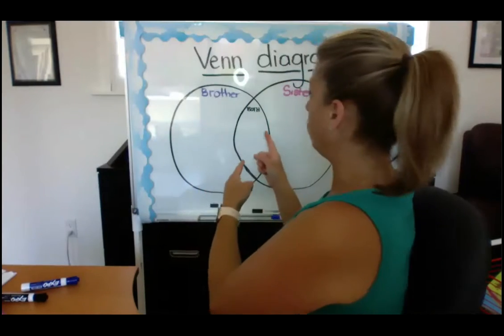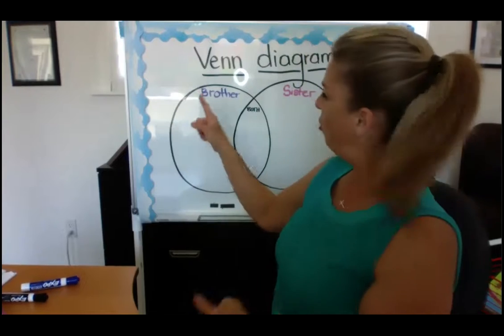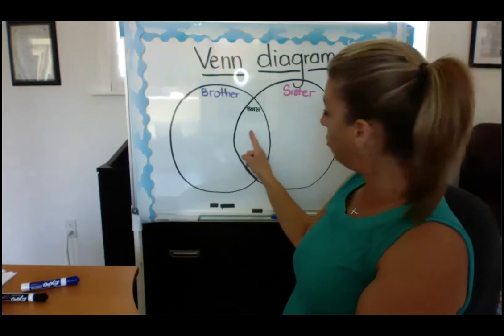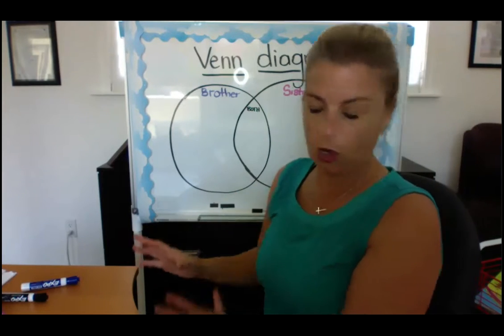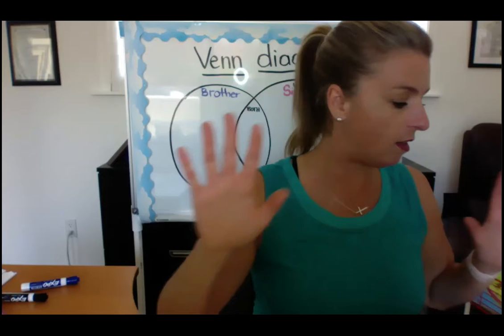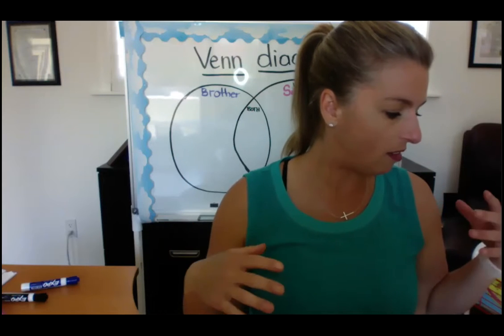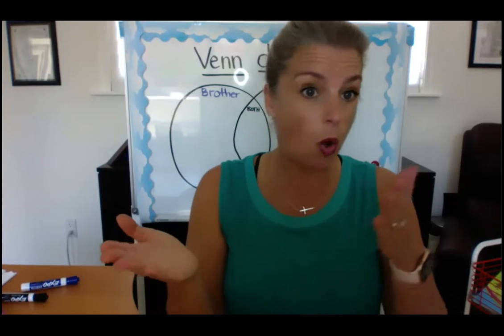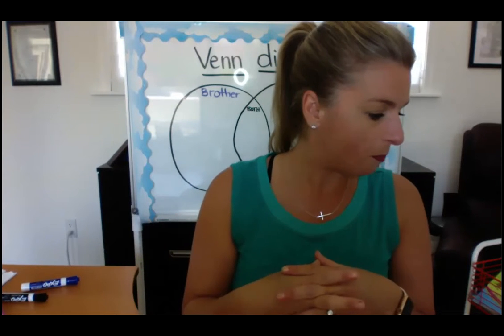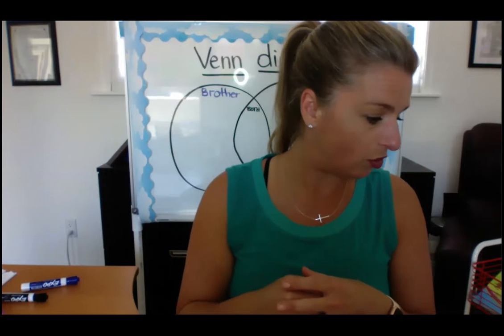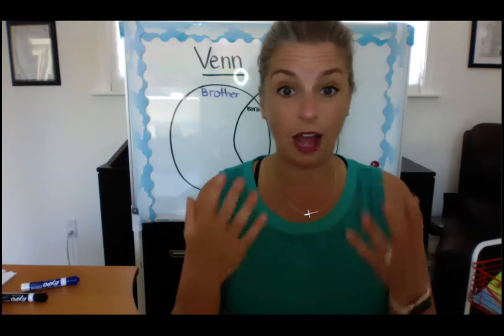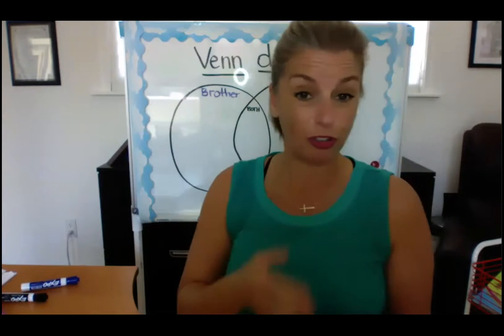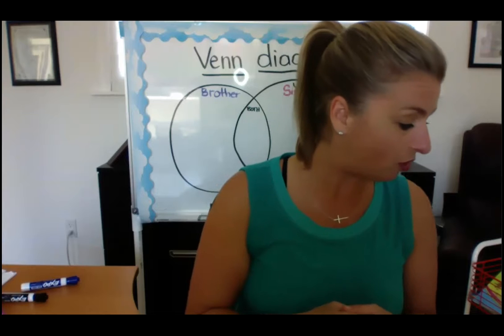Today, we are going to use it for: do you have a brother? Do you have a sister? Or do you have both, a brother and a sister? So this diagram uses circles to show how sets are alike or how they're different. Each of the two circles represents some things that are alike in some ways. There are no items in these circles yet, but we're going to get to that in just a moment.